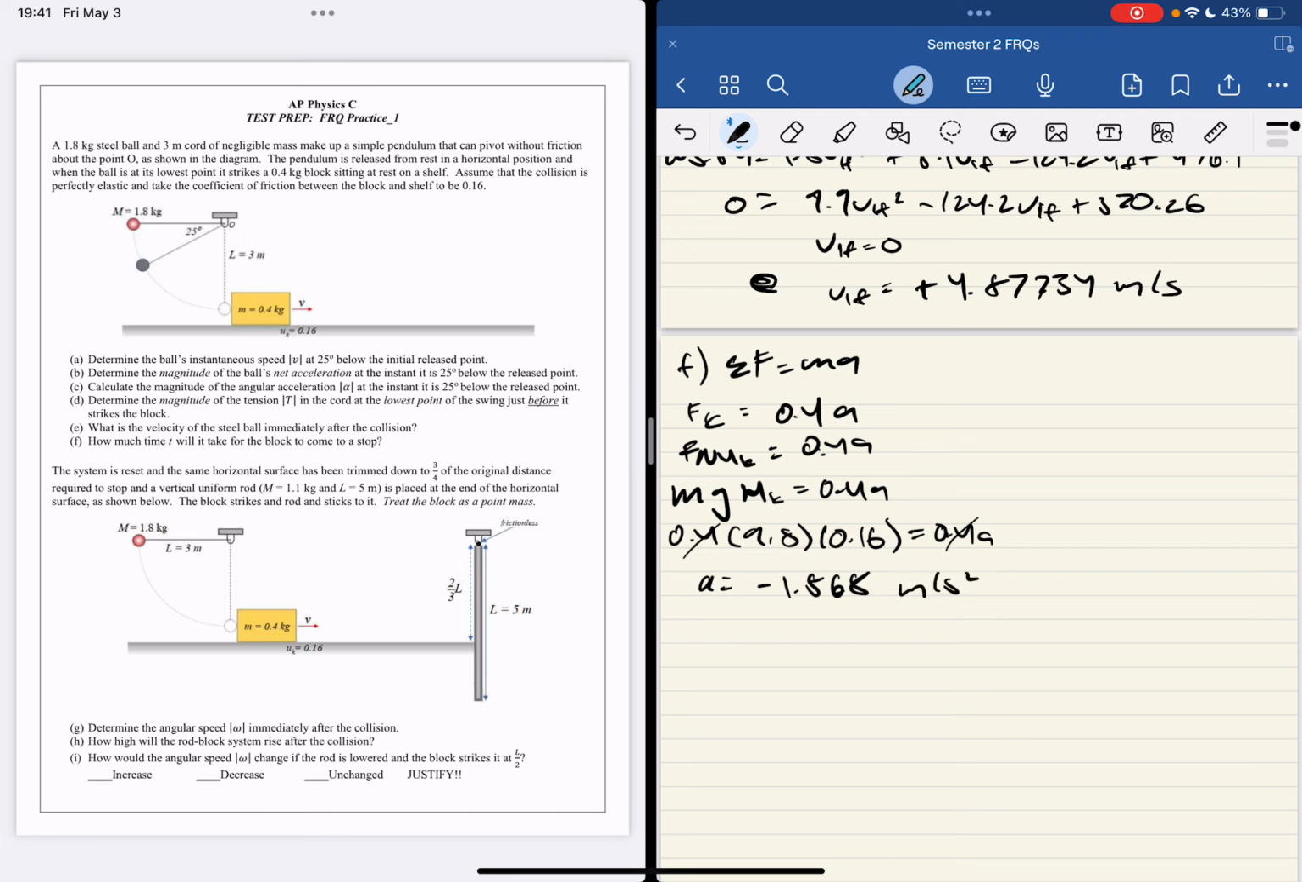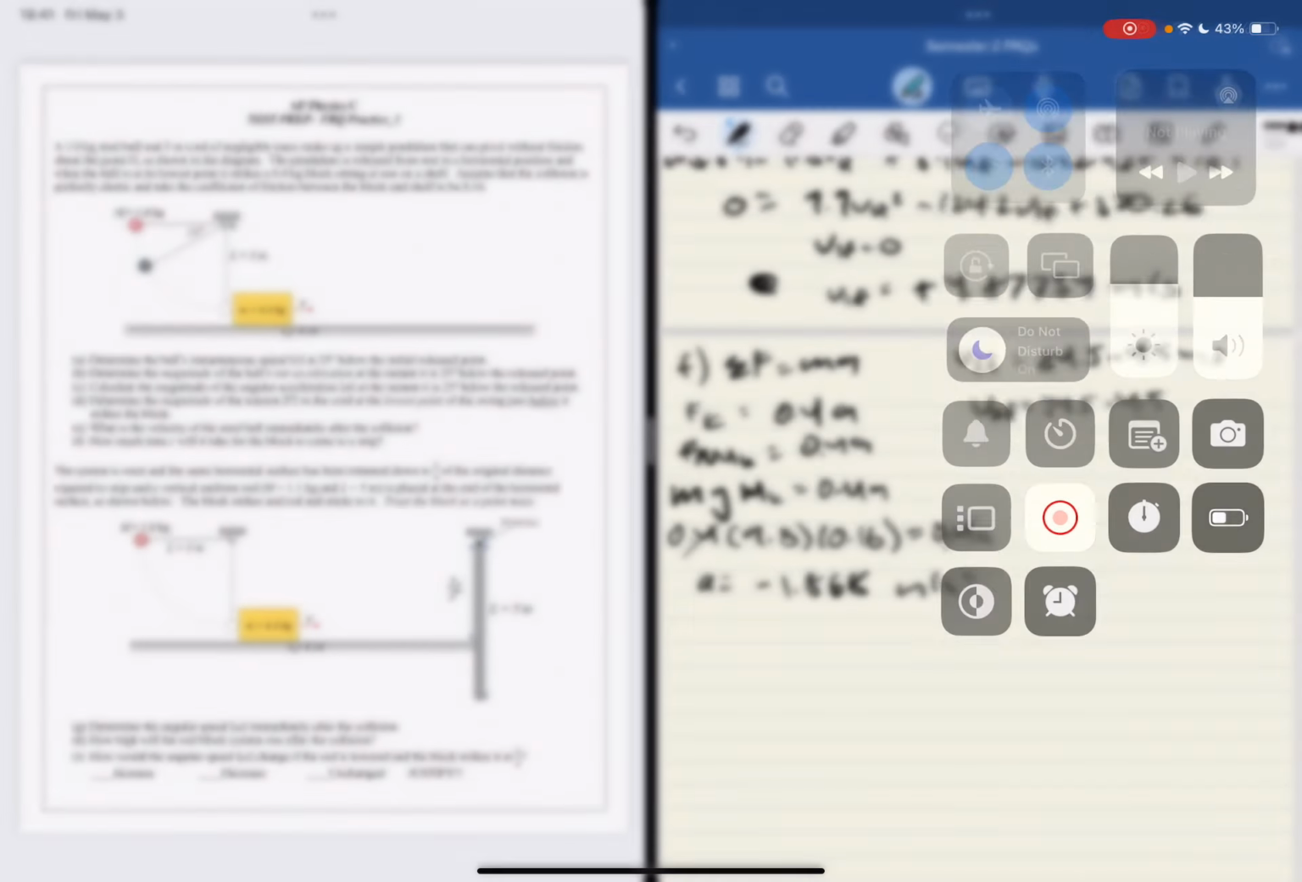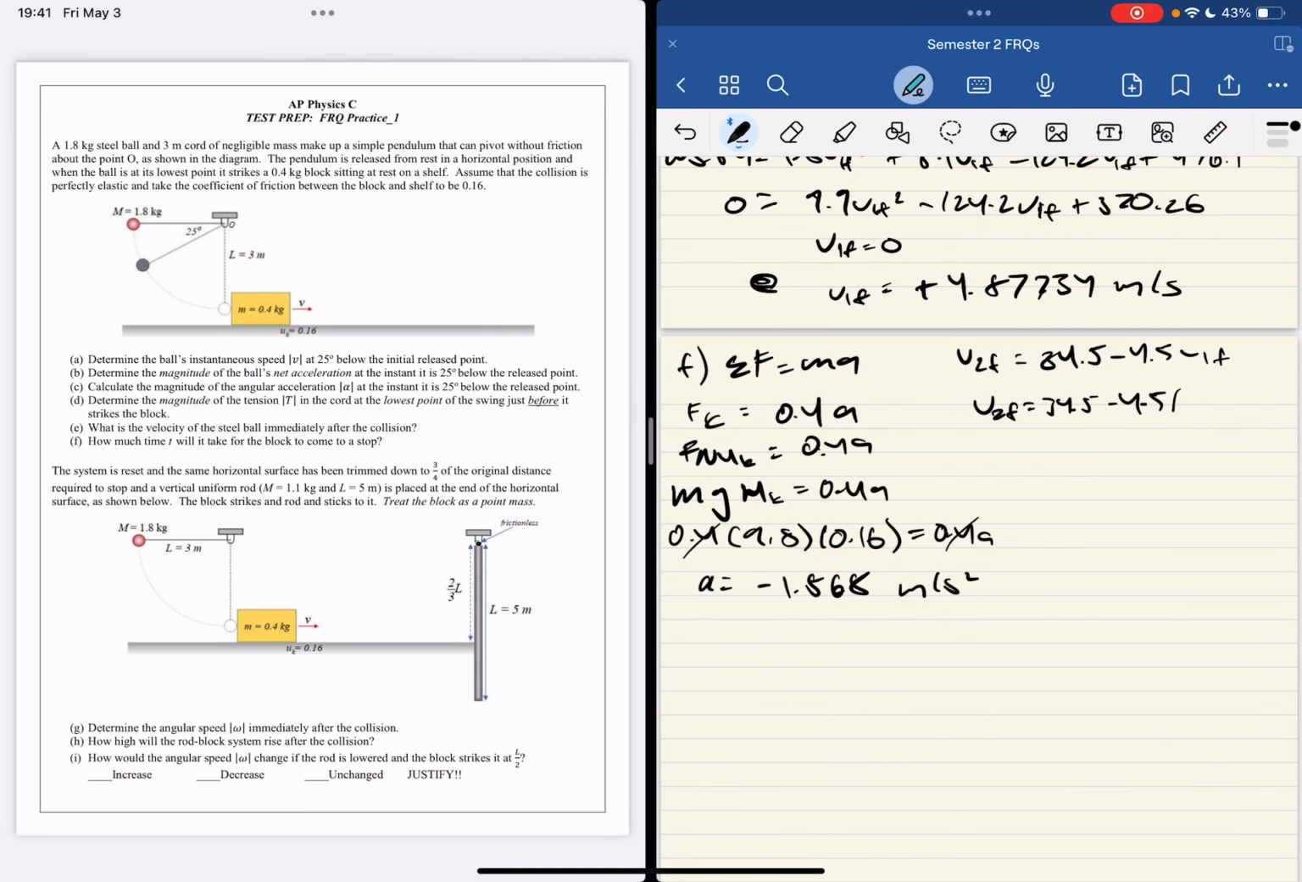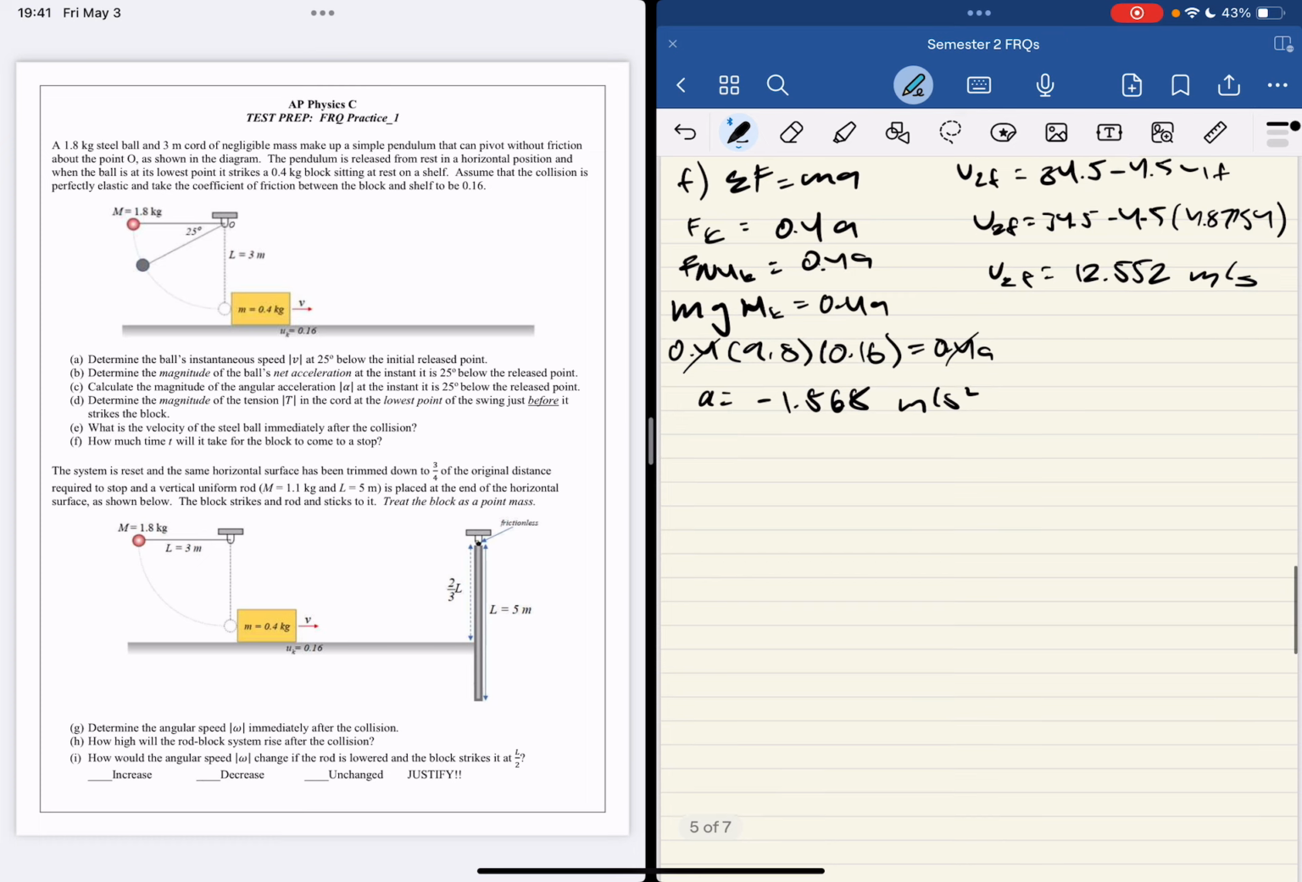On the right side of the page, we're also going to need the VI. So we're going to set up for V2F. And we know that's going to be equal to 34.5 minus 4.5 V1F, which is what we found earlier. So V2F is equal to 34.5 minus 4.5 times V1F. We know that's 4.87734. So V2F is equal to 12.552 meters per second.